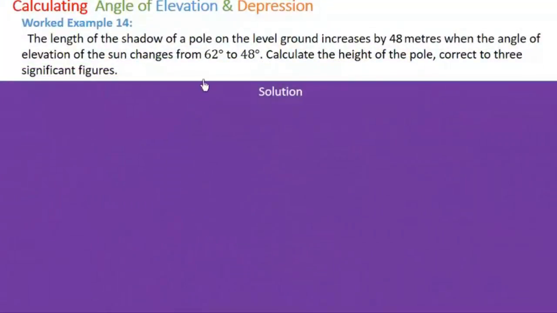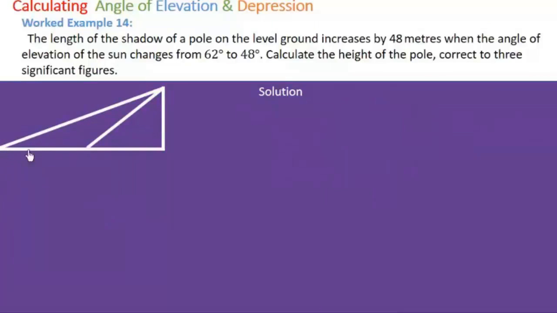The length of the shadow of a pole. So let this be the pole. Then the shadow was here at first. Then it increases by 48 meters. So the distance between the first point and the second point is 48. Now, the nearer shadow will have the biggest angle of elevation. So this is 62 degrees and this is 48 degrees. Now we are asked to calculate the height.